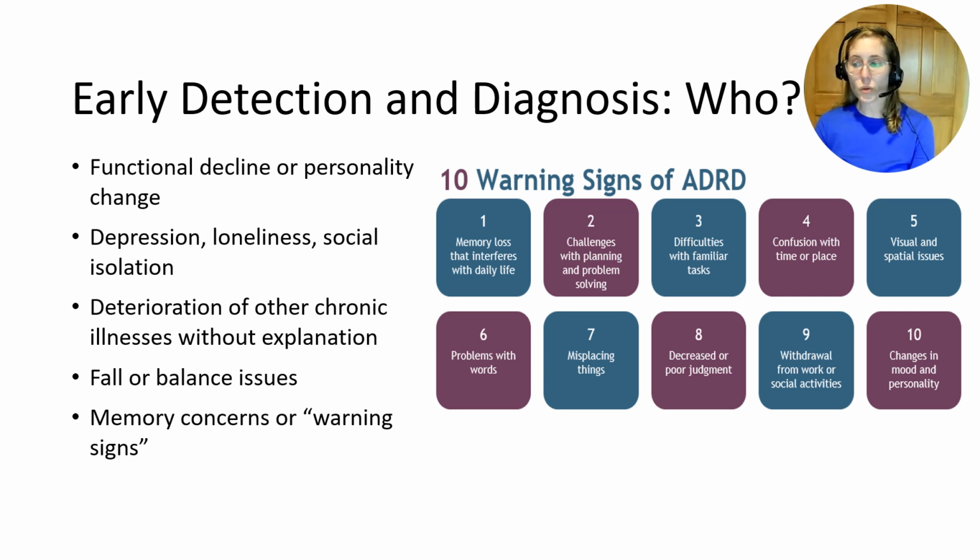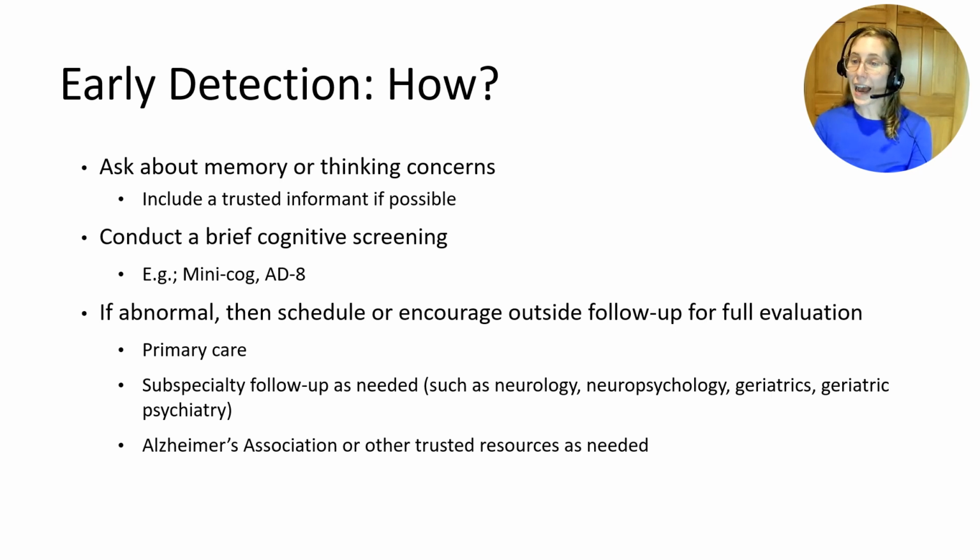We've also already discussed the warning signs of Alzheimer's disease and related dementias as published by the Alzheimer's Association, again illustrated here. If any person presents with any of these warning signs, these are all reasons to go down a detection and diagnosis pathway for that person. So how might you do this? And what do I mean by early detection versus diagnosis? Early detection is really more about screening for cognitive impairment. And you might even do this even if someone doesn't bring up memory issues as a concern.